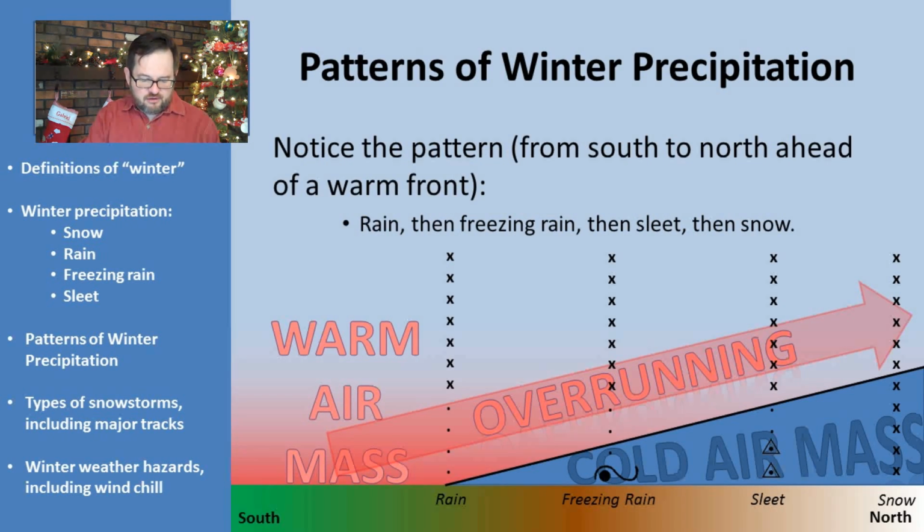All right, I want you to see this pattern here. We have a pattern where from south to north, as if we were driving across a warm front, we would first be in the warm sector, and then we would encounter rain, and then as we crossed into the cold air mass across the warm front, we would first hit an area of freezing rain, and then an area of sleet, and then an area of snow. And that actually has interesting and important forecasting applications.